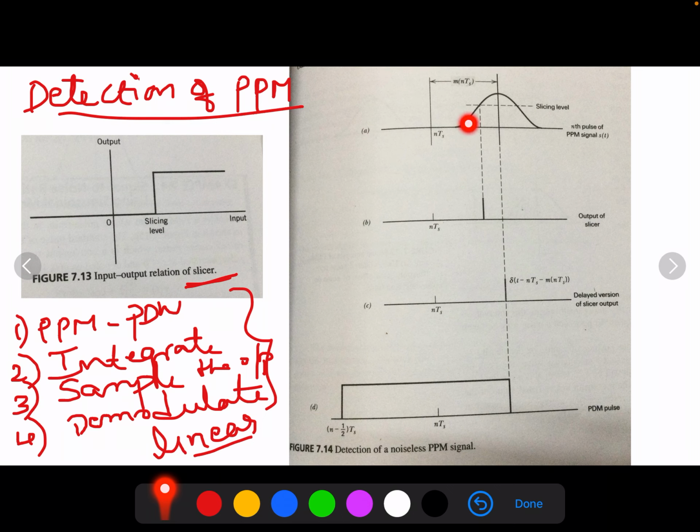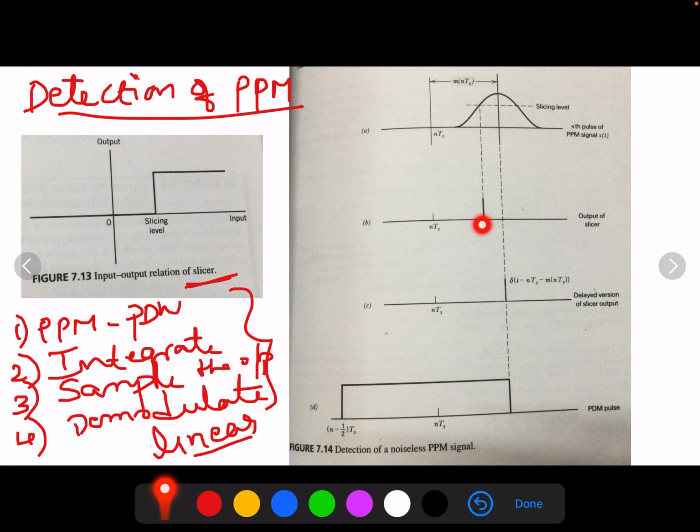So this is the message signal, this is the slicing level. At approximately half, there will be a slicer output, which is a pulse, and that is delayed. So the slicer actually acts as a noise cleaning device, in that the final noise at the output of the receiver is greatly reduced by eliminating all the noise in the received PPM wave except in the neighborhood of the trailing and leading edges.